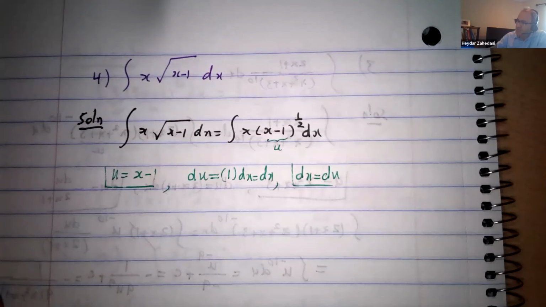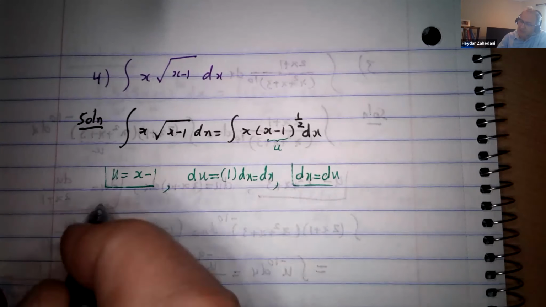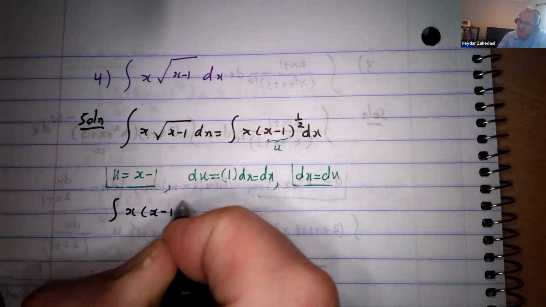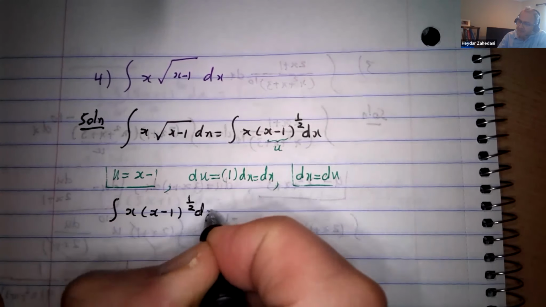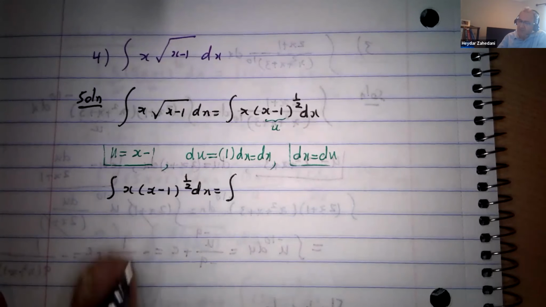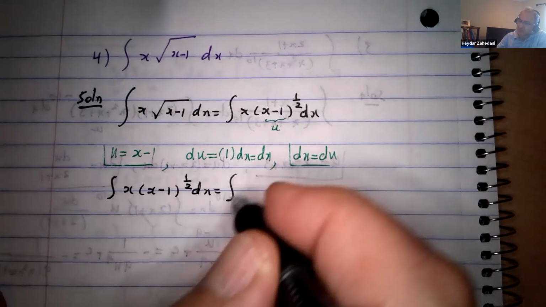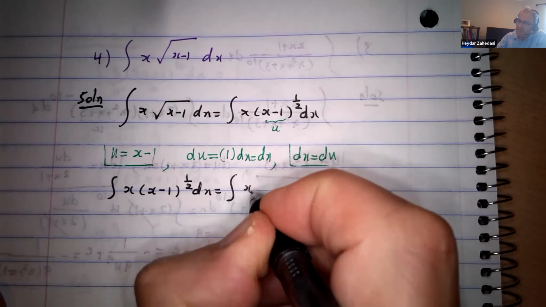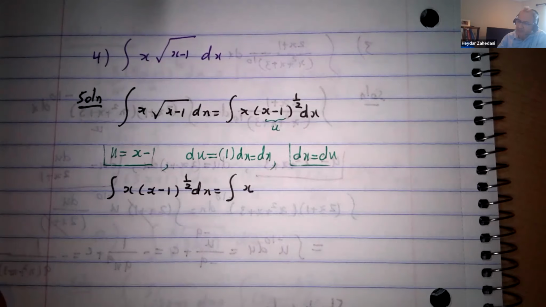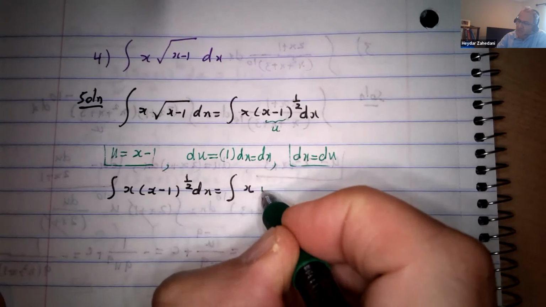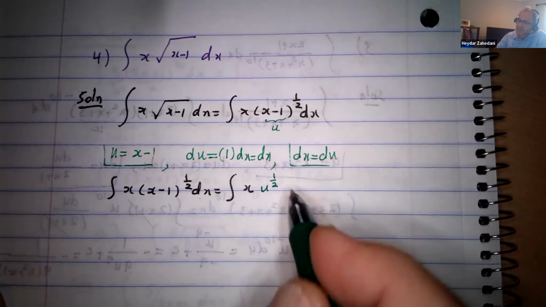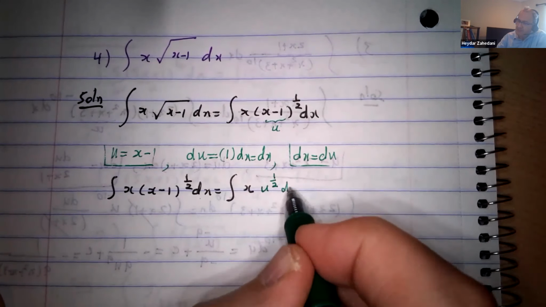Okay, now we try to go back and substitute as we did for the other. It's going to be x times (x minus 1) to the half. We don't have anything to substitute for the x, so we keep the x and hope to be able to cancel it out. Now, x minus 1 is u, so that gives you u to the half. And the dx is the du. You see this one?